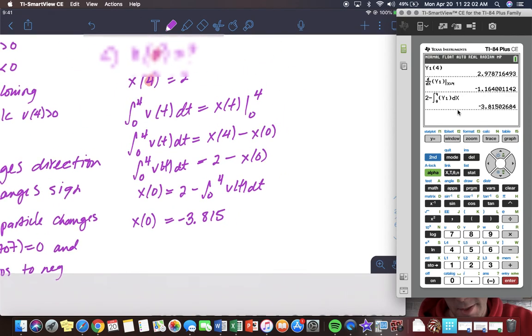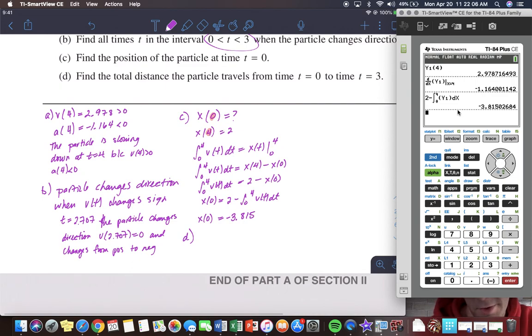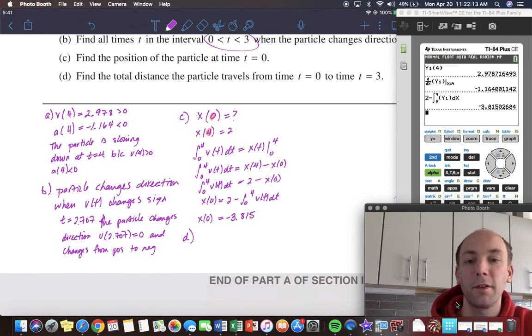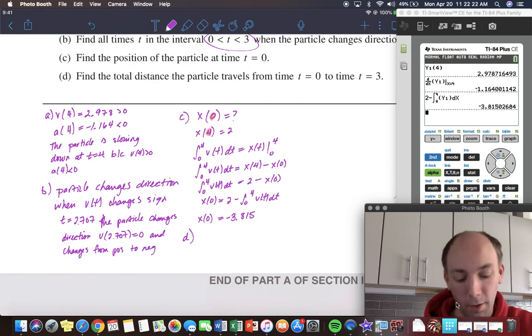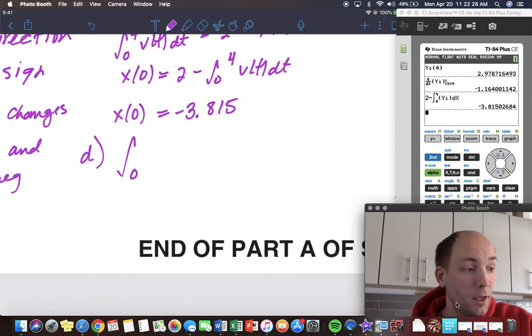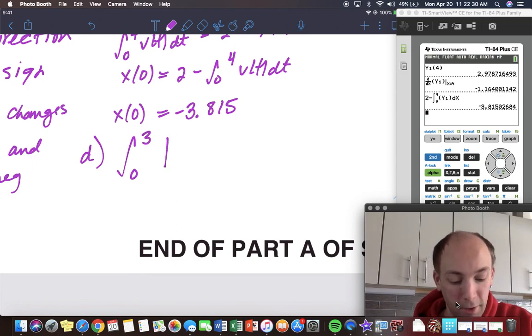Okay, for part D, I want to find the total distance the particle travels from t equals 0 to t equals 3. Now I know we didn't specifically talk about this in class, but from prior videos, do you remember when or how we would calculate the total distance the particle travels? Okay, if you don't remember, that's okay. It's the integral from 0 to 3, the total distance traveled, so this is just the integral of the absolute value of your velocity function.